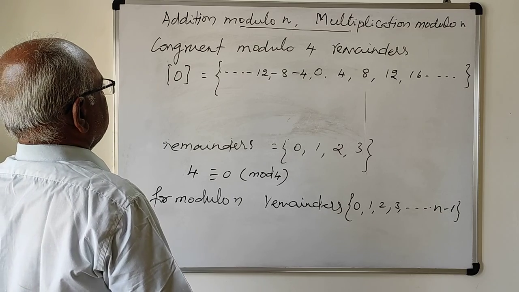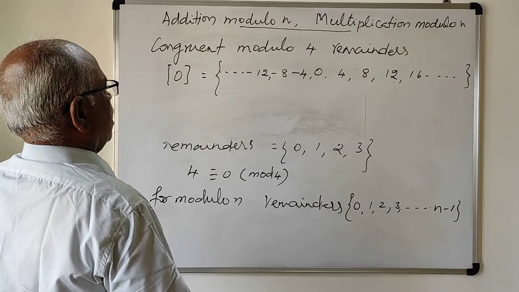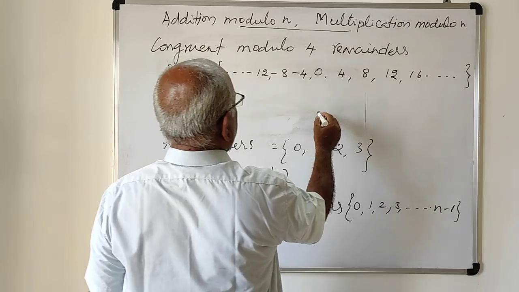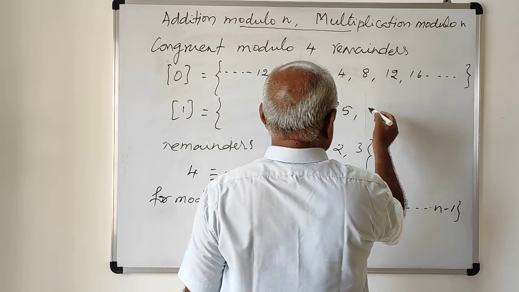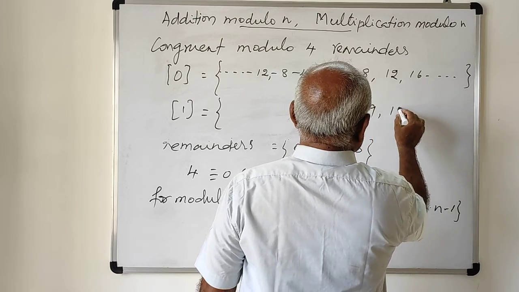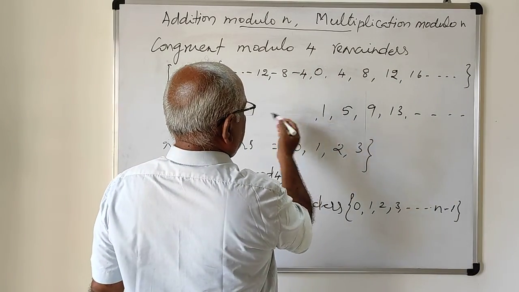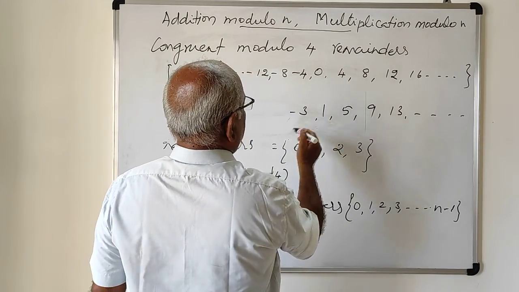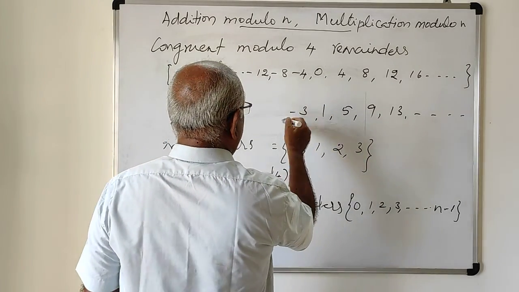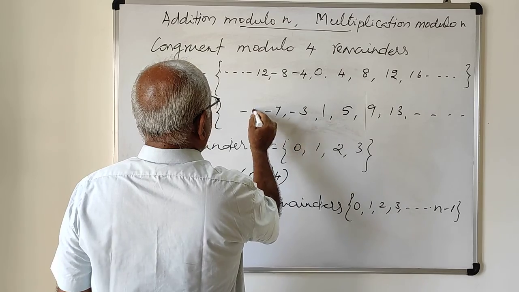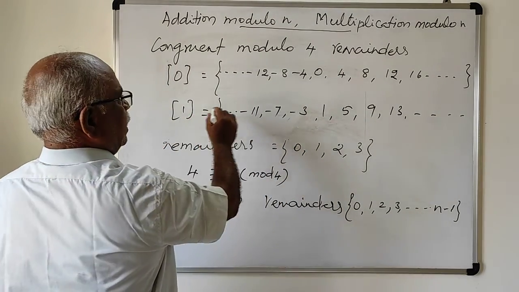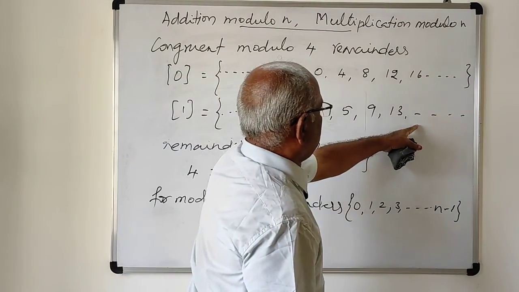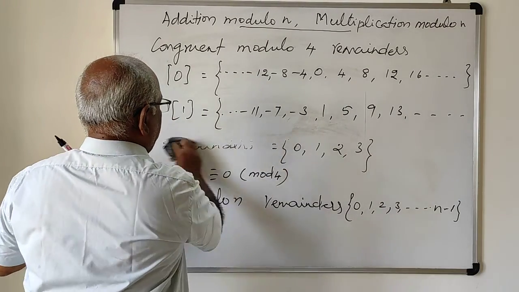Similarly, for numbers leaving remainder 1, here is congruent class 1. The numbers are 1, 5, adding 4, 9, 13, etc. Similarly, on the negative side: minus 3, minus 3 plus 4 is 1, again minus 3, minus 7, minus 11, and so on. These are the numbers which, on dividing by 4, leave the remainder 1. Therefore, these numbers come under congruent class 1.